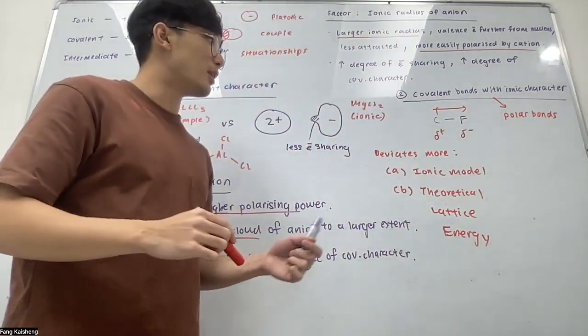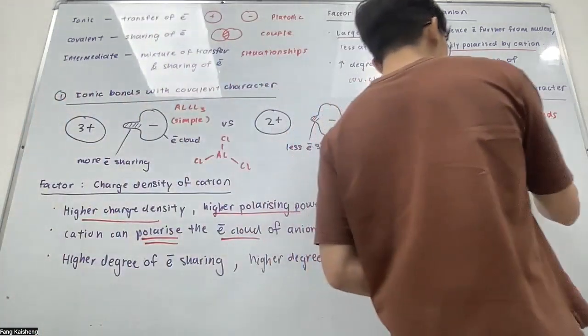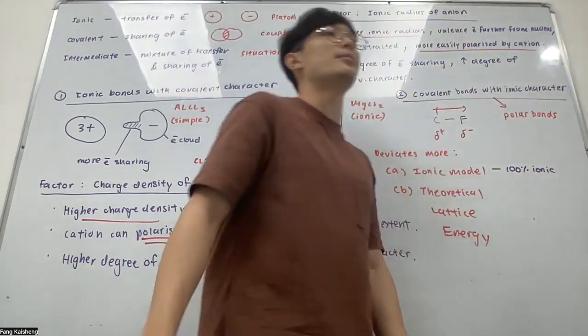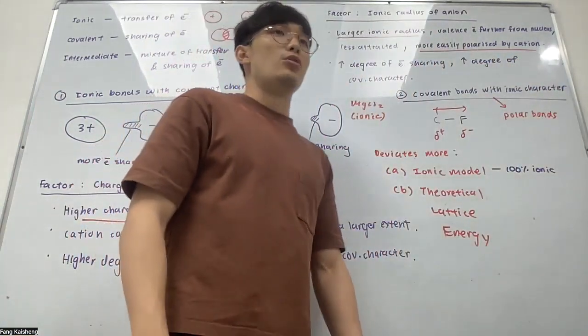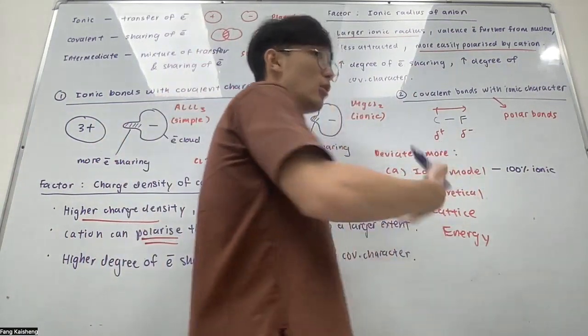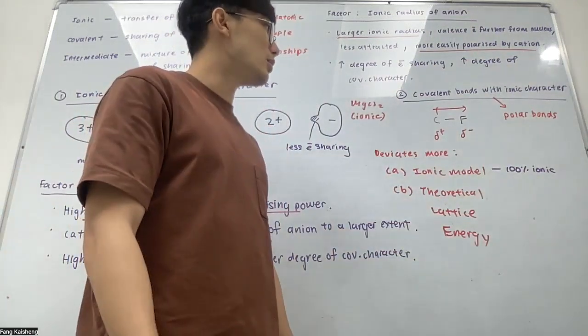What does ionic model mean? Let me just tell you all. Ionic model literally means 100% ionic. Is anything really 100% ionic? No, right? So if you deviate more from the ionic model, that means you're more covalent. Simple, right?